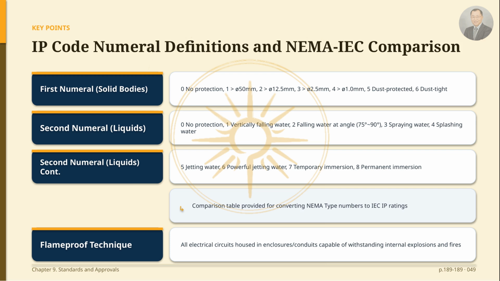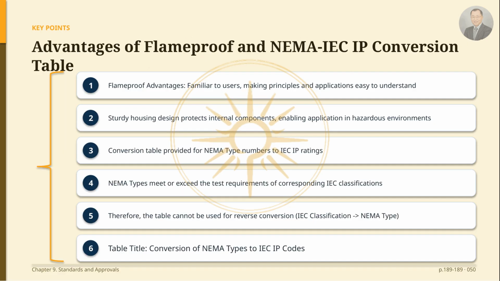Finally, please note that the flame-proof technique, among explosion-proof methods, is implemented by enclosing all electrical circuits in housings and conduits strong enough to contain any explosion or fires that may occur inside the apparatus. Now, I will introduce the advantages of the flame-proof technique and the conversion from NEMA to IEC IP codes.